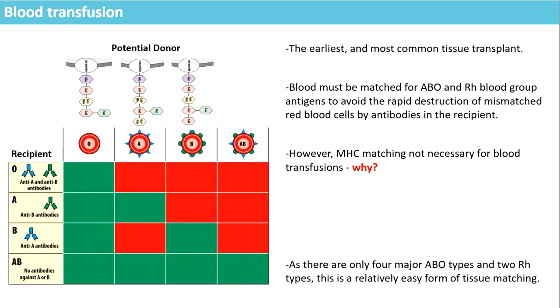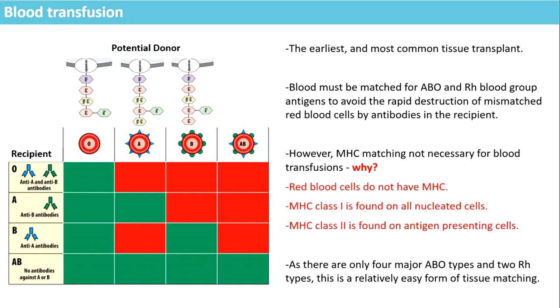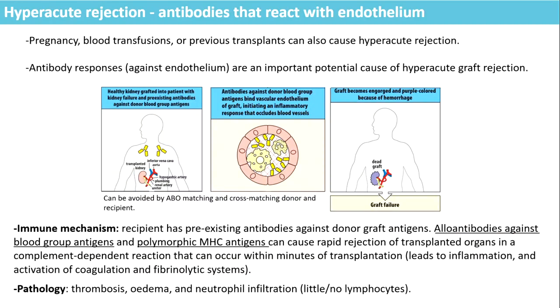It's important to match blood for the ABO and the rhesus, but why not for MHC? Something we touched on a few weeks ago, but essentially red blood cells don't have MHC. Okay. But because there are only 4 ABO blood types, so we've got O, A, B, and AB, and then 2 rhesus types, it's quite easy to perform blood group matching between the donor and the recipient. So it's actually quite an easy thing to do.